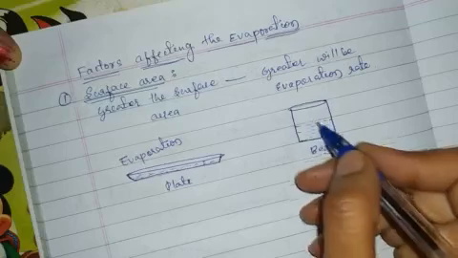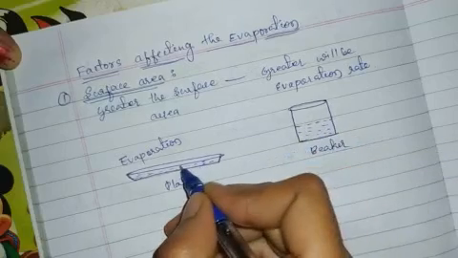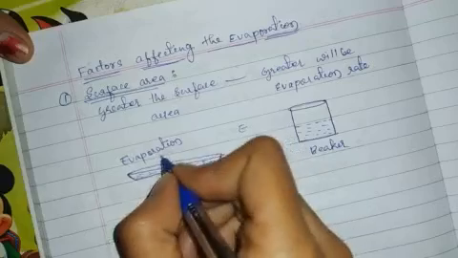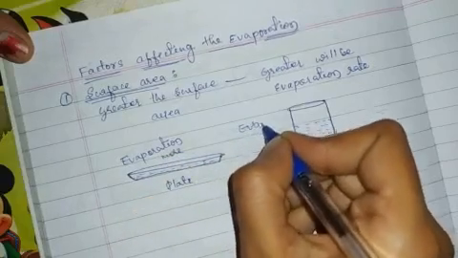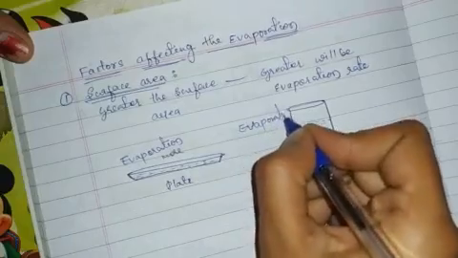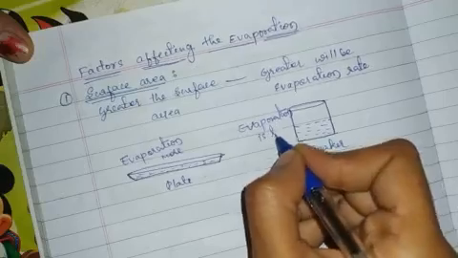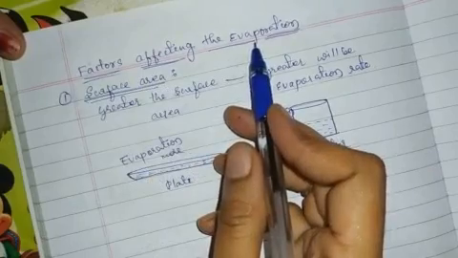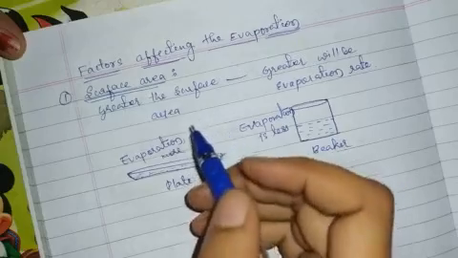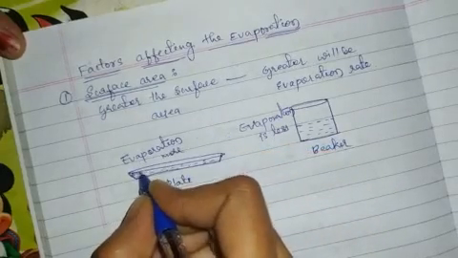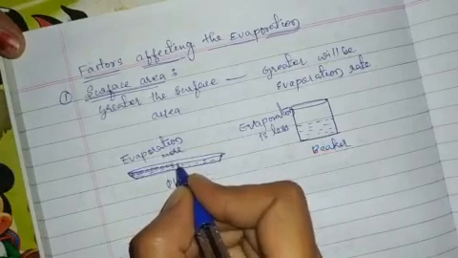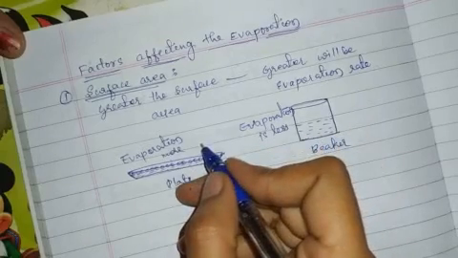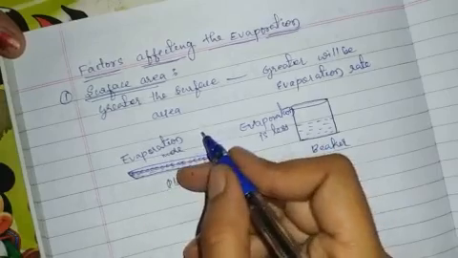Okay, inside this beaker, the surface area is less compared to this plate, therefore here the evaporation is less compared to this. We know that evaporation is a surface phenomenon, since the liquid particles which are present at the surface are converted into vapors.